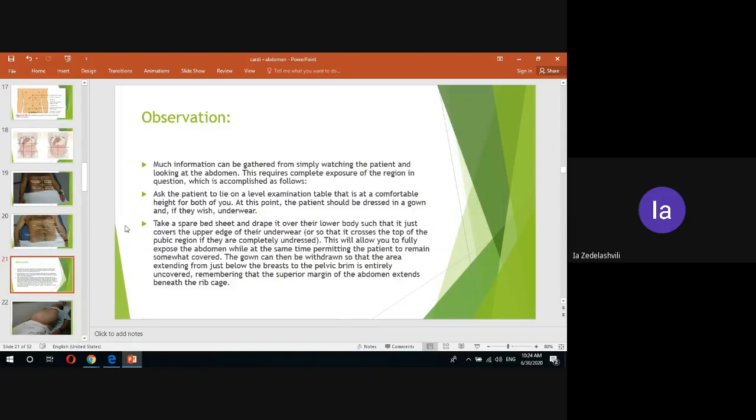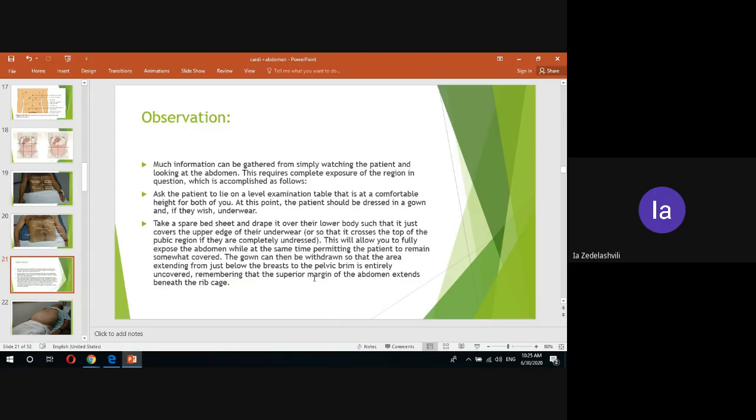Okay, let's see what is given to you in your presentation to understand what we have to add to this discussion. So much information through observation, inspection in other words, my dear, can be gathered from simply watching the patient and looking at the abdomen. This requires complete exposure of the region in question, which is accomplished as follows. Ask the patient to lie on a level examination table that is at a comfortable height for both of you. At this point, the patient should be dressed in a gown and, if they wish, underwear.